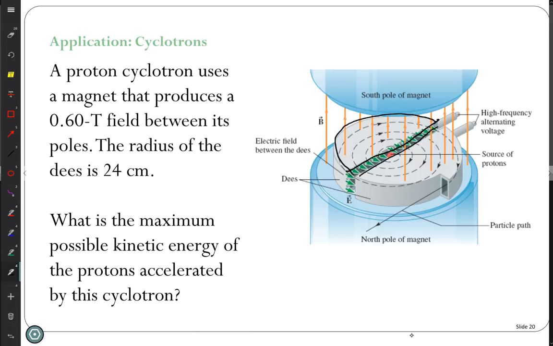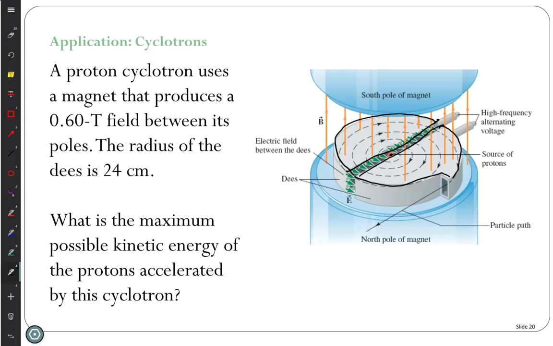Like a D and another D. So we call it split Ds. And you inject particles right in the, well, not exactly the center, but close to the center there. And you inject a particle, and between the two split Ds, you have an alternating voltage. So at one moment, the D on the right is positive compared to the D on the left. A moment later, it's going to switch.